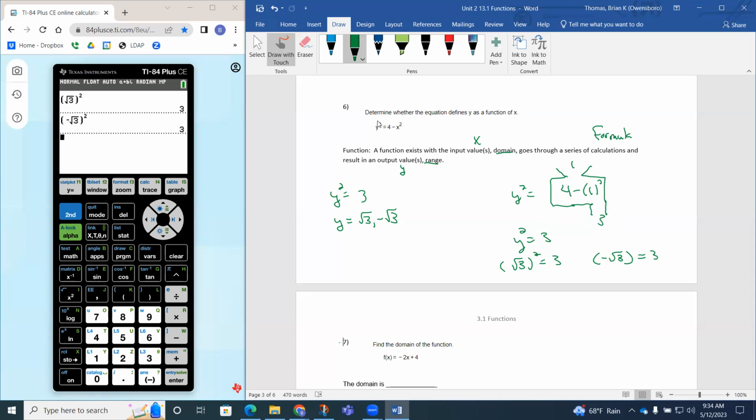So again, the clue also is the y value cannot be going through a calculation, only the x value. So this is not going to be a function. So this is going to be a no. This is not a function.